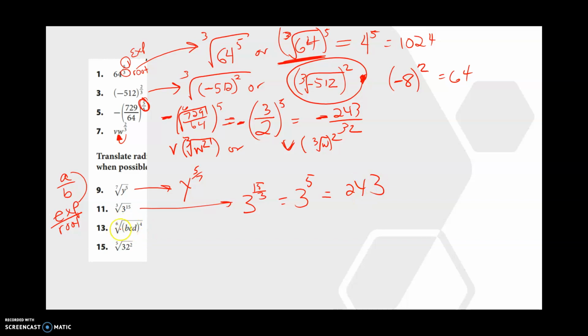Now notice, everything here is included with the exponent and the root, isn't it? So this is BCD to the 4 over 6. You need these parentheses. Well, that can be simplified to BCD to the 2 over 3, right? Okay, this one is going to be 32 to the 2 over 5. Well, the fifth root of 32 is simply 2, so 2 squared equals 4.